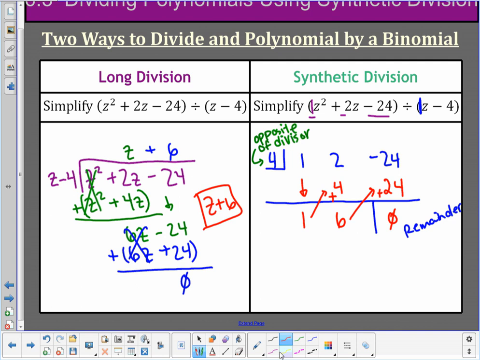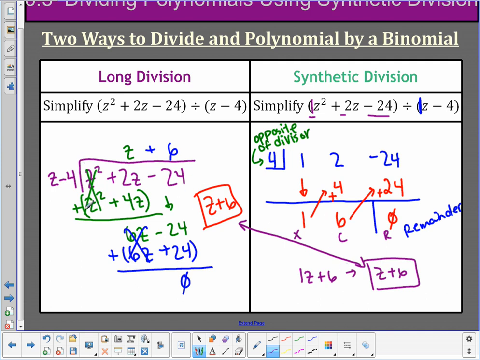And then how this answer is written out, this would be your remainder, that's the constant term, and that's the x term, or in this case, z. So this is 1z plus 6, or in other words, just z plus 6. So you can see we got the same answer whether we used long division or synthetic division. I ended up with z plus 6.